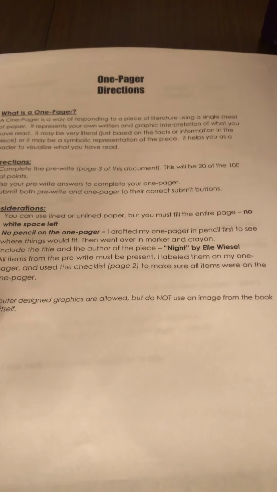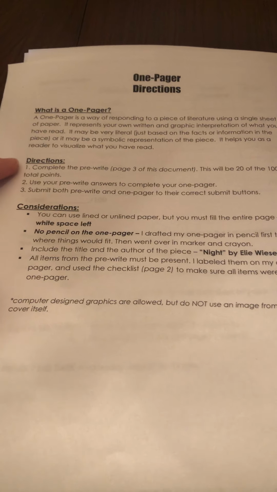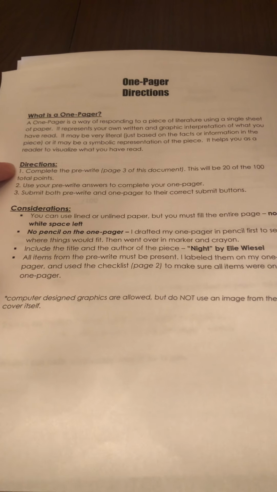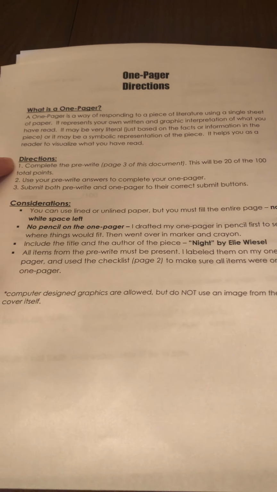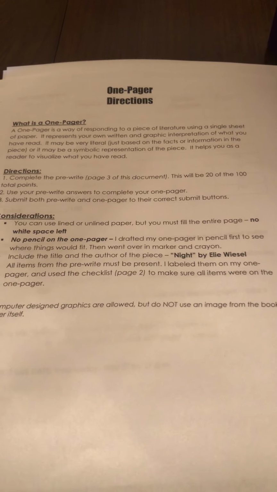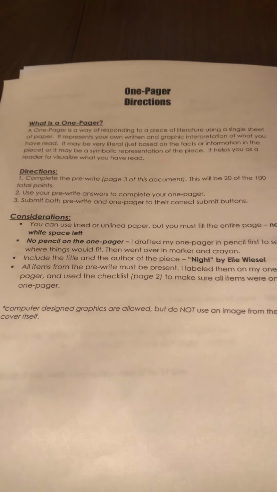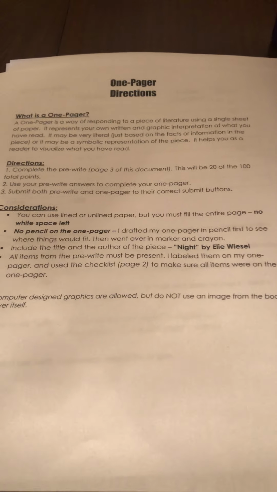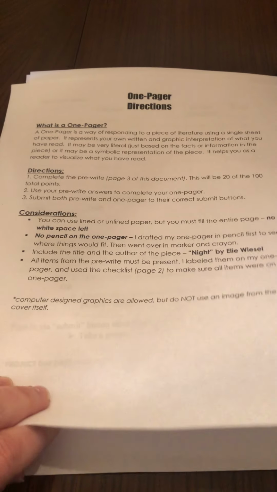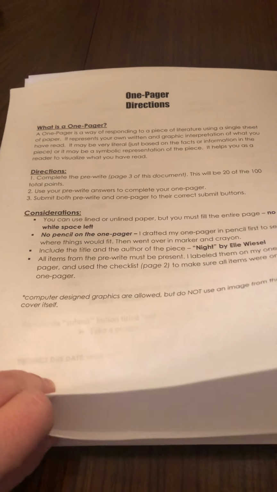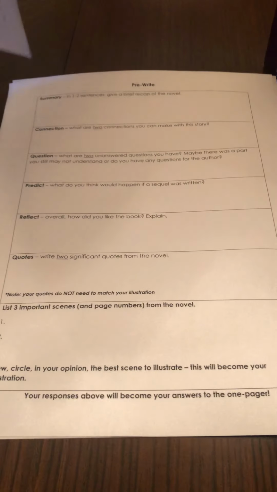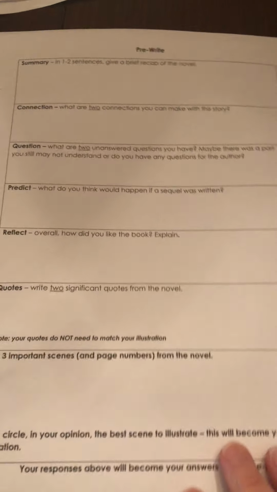So the first thing you're going to do after reading is complete the PreWrite. The PreWrite is on page 3 of the attachment, okay? And this whole assignment is going to be worth 100 points in the gradebook. The PreWrite is 20 of those 100 points. So the first thing you're going to do is scroll or print or download, however you want, and look at page 3 and complete the PreWrite.